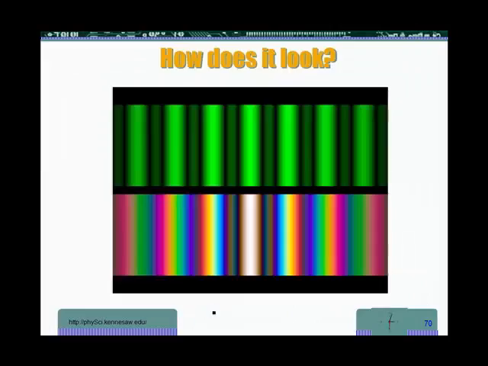You get the idea. Now, how does this look? Remember, this is calculated by computer. So this is going to be what we call my principal maxima.